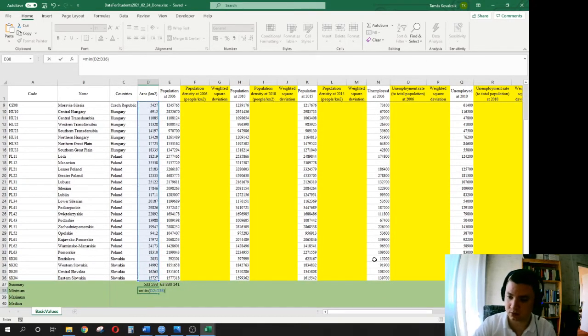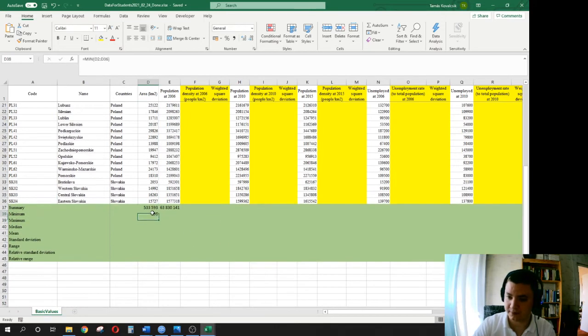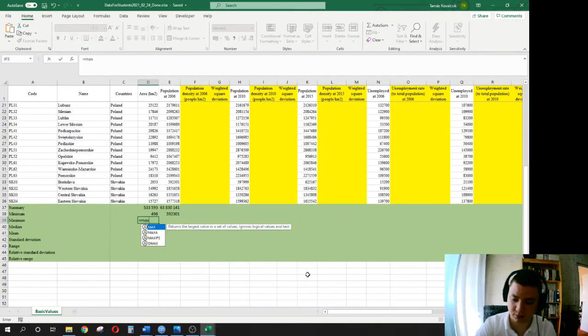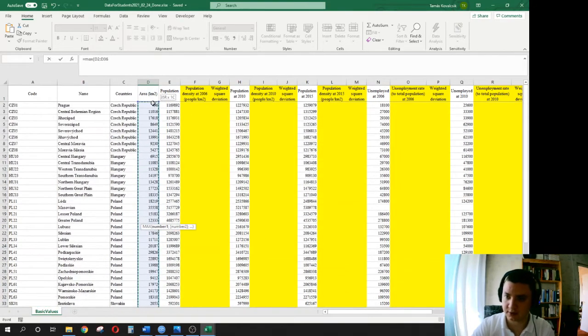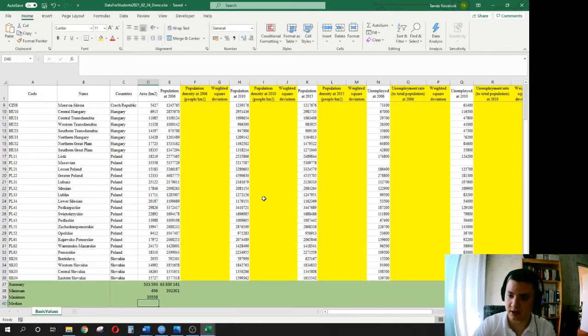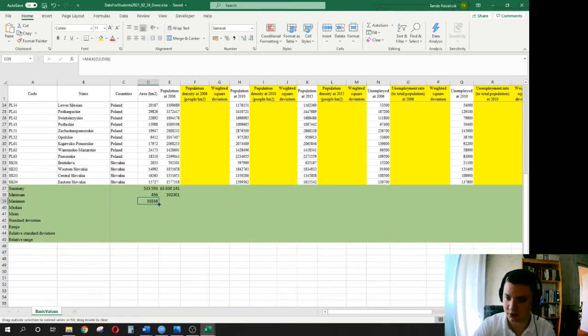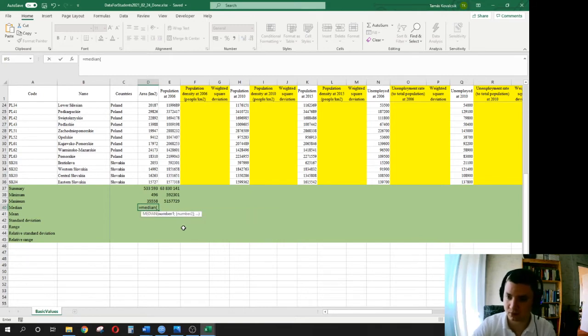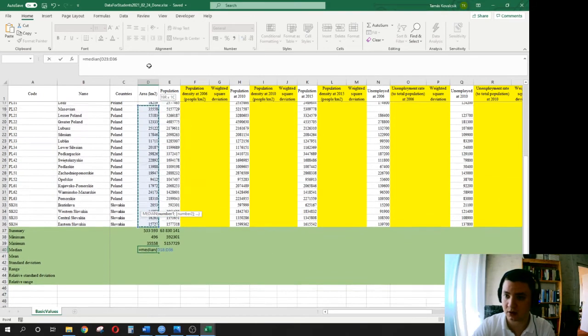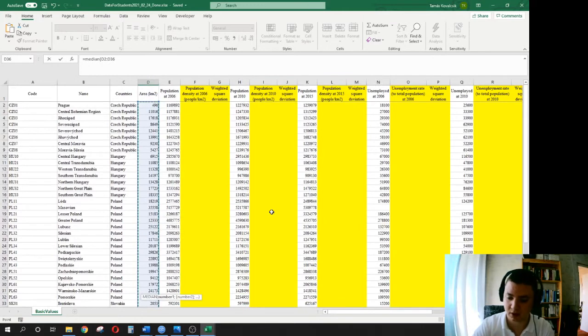We also have minimum and maximum. Let's calculate the maximum number of area and the maximum number of the population in 2006. Okay, median, we also have a median function in Excel.